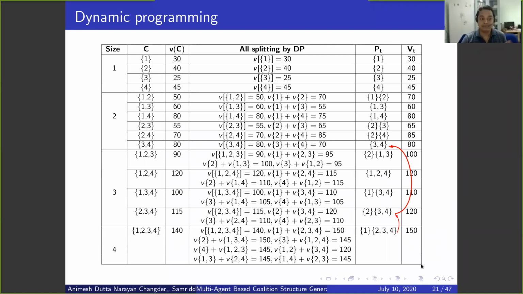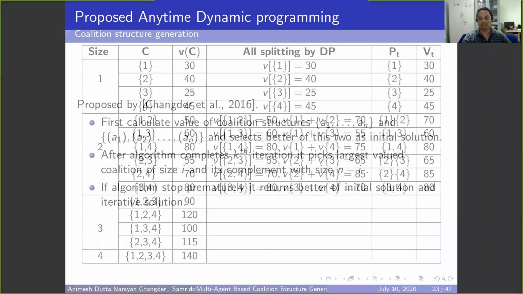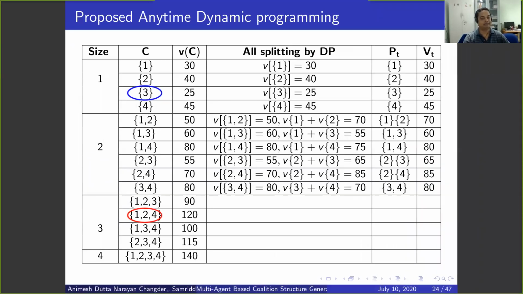But suppose we don't have much time, we don't have time to wait 3 days, or my application demands an immediate result. For that case, you can go for anytime. Got it. Okay. So that is the idea of anytime and dynamic programming.